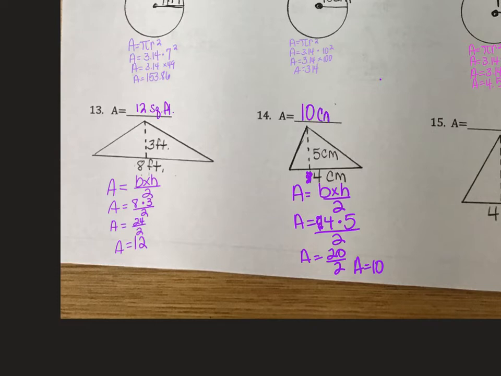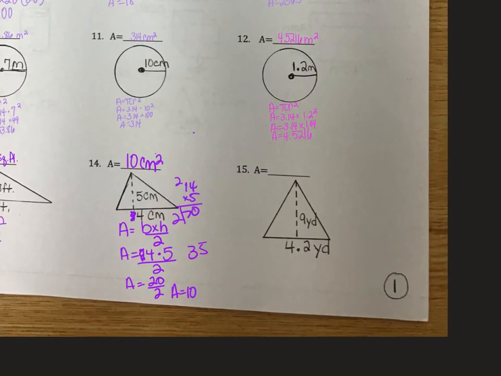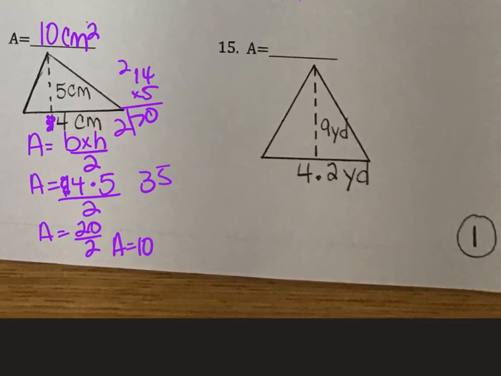Did people do it right or wrong? Well, if you did it by 14, it would be 14 times 5. It would be 70 divided by 2, which would be 35 centimeters squared if you did 14. That's what I got. Okay. So either way is fine. The purpose is that you know how to do it quickly. All right, number 15.